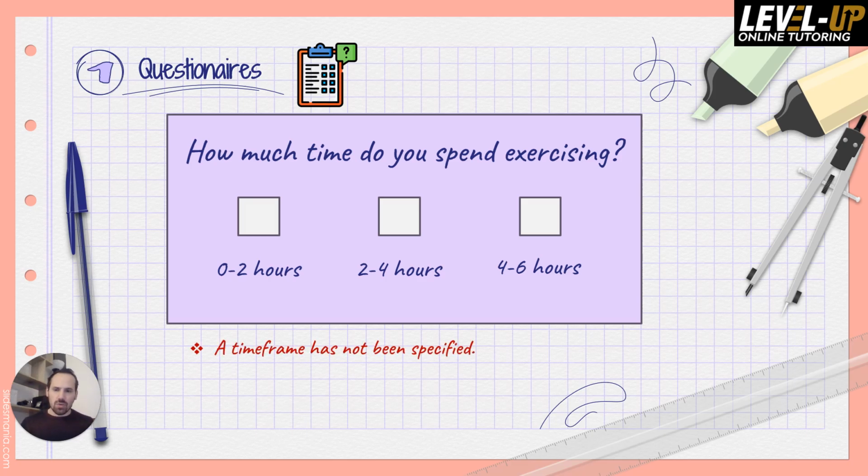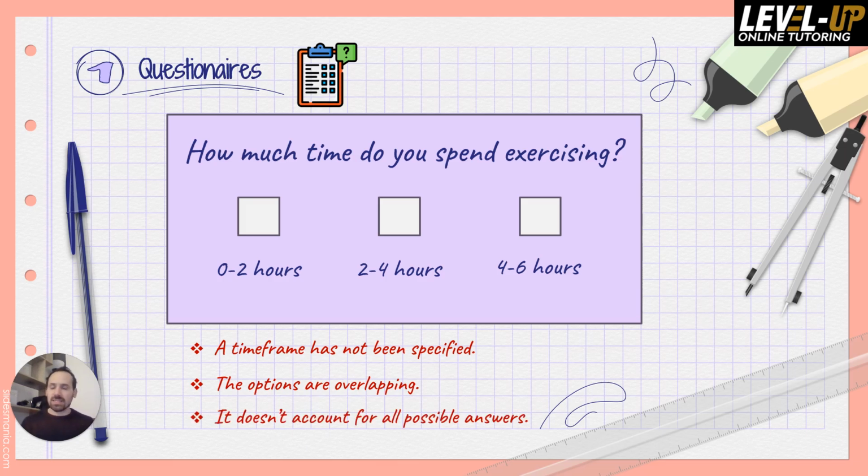So first thing is a time frame has not been specified. You say, how much time do you spend exercising? Is this per day, per week, per month? It's ambiguous. That needs to be specified. Another one is that options are overlapping, which could be an issue. Say someone spends 2 hours a week, do they put 0 to 2 hours, or do they put 2 to 4 hours? Which category do they fit in? So you sometimes want to be more specific on those boundaries.